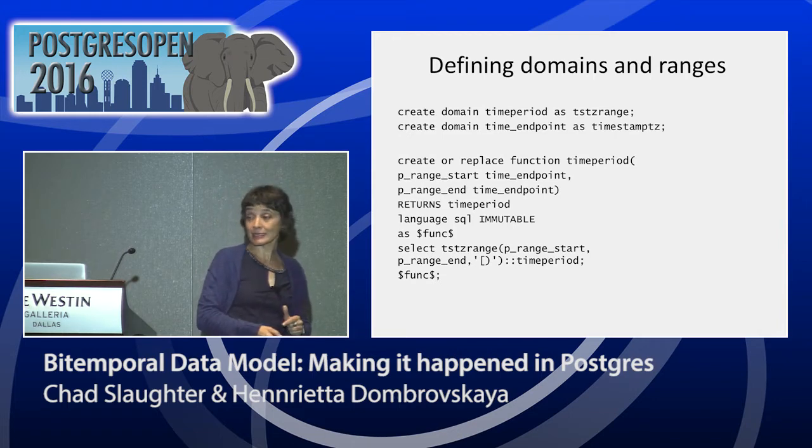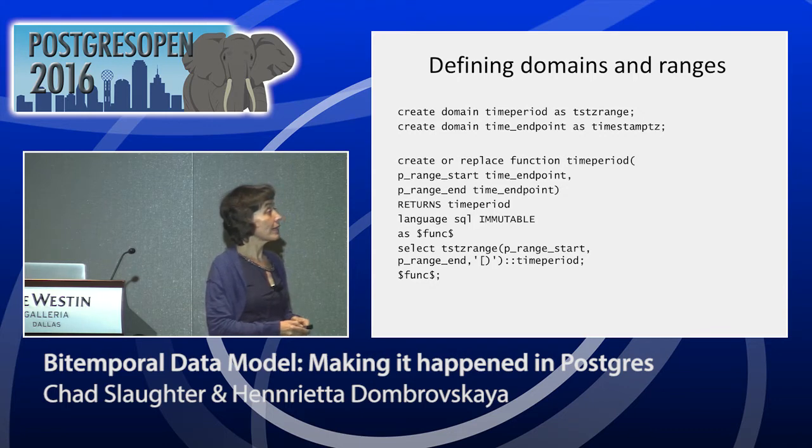Different tasks, different projects, different universes might require different time intervals with different precisions. How do we solve this problem? When you want to implement a bitemporal model for your project, we define a domain called time period, and we define the time endpoint. Then all of our functions use these domains, and they are compiled according to whatever is good for your particular project, for your particular task.